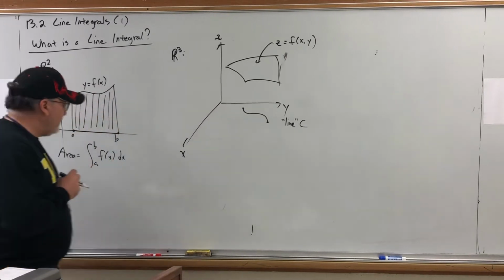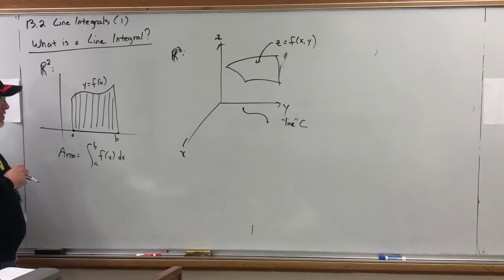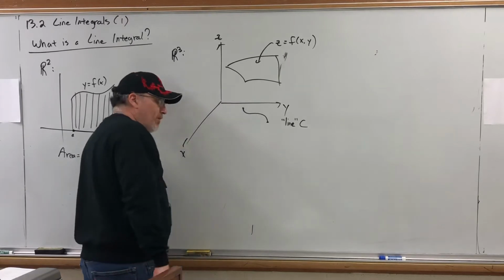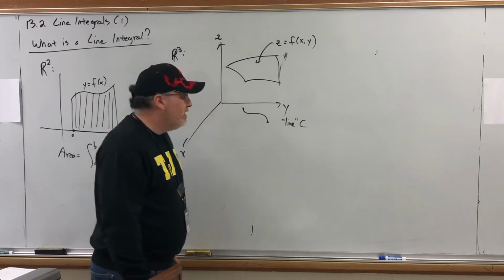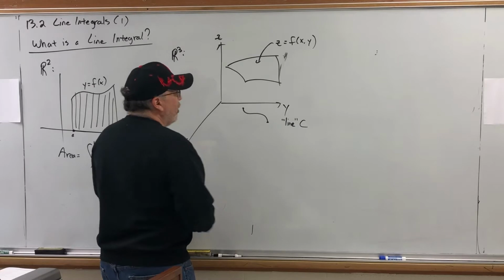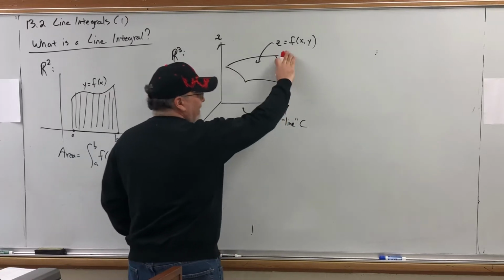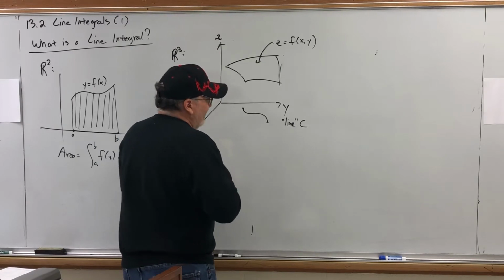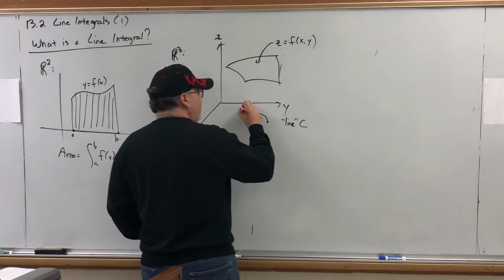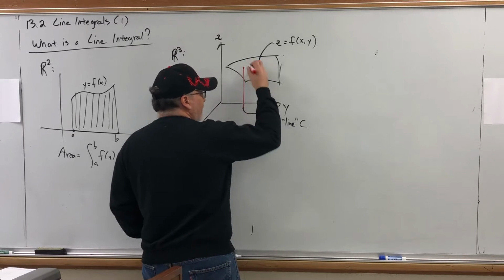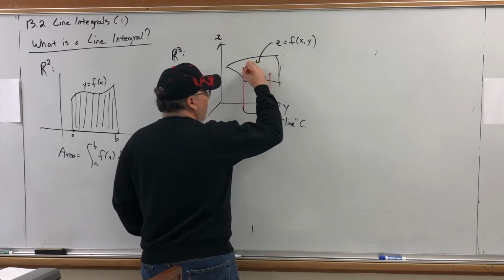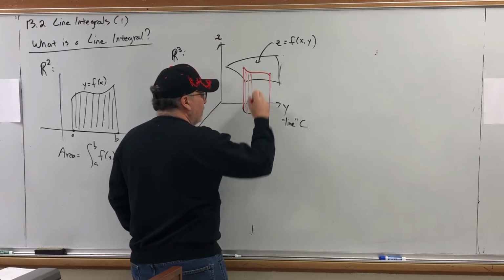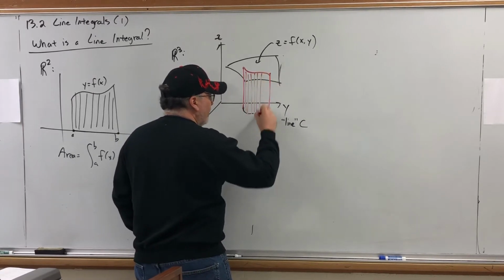Can we do the same thing that we did over here and find an area under a curve? So imagine that we have this line, and we'll call it capital C, and we want to find the area underneath the surface, which we're defining as z equals some function of x and y, but above that line. So imagine raising little bitty rectangles from this curve up to this surface, and then we have this little wavy looking fence, if you will.